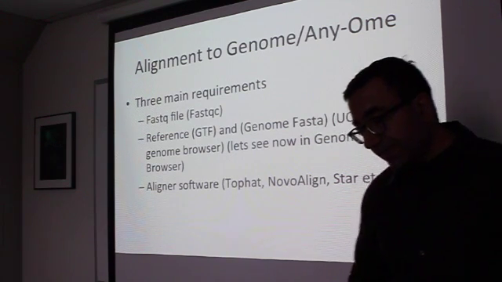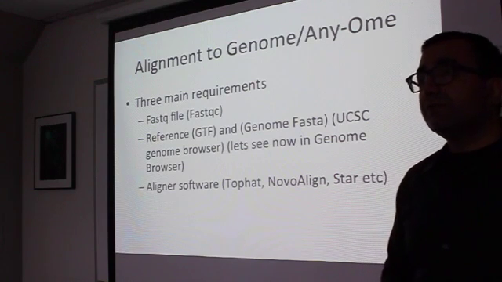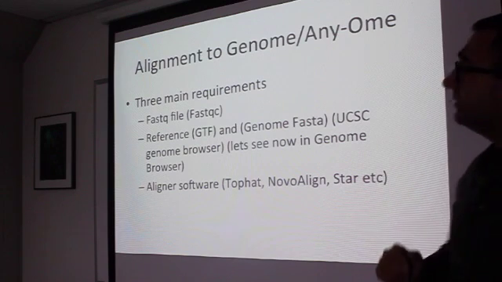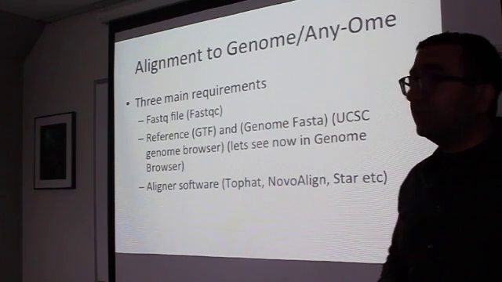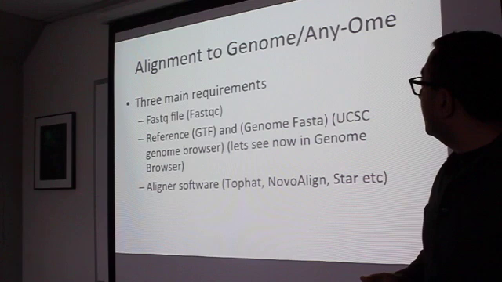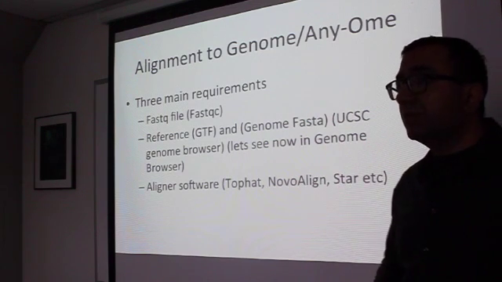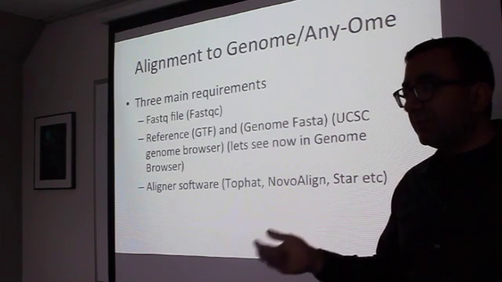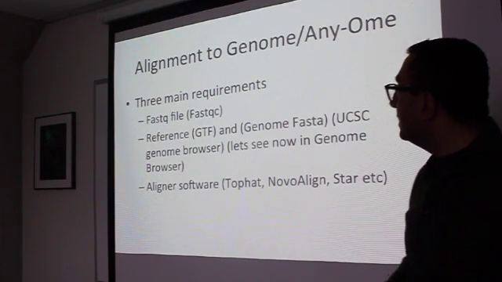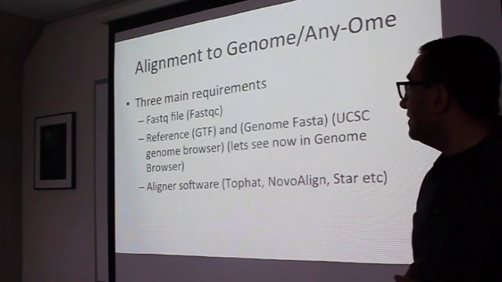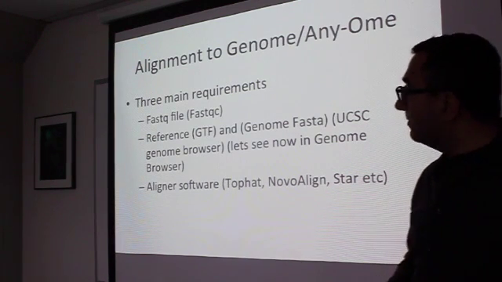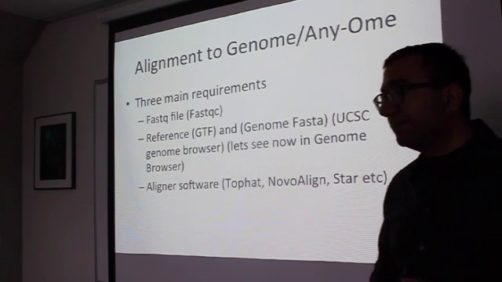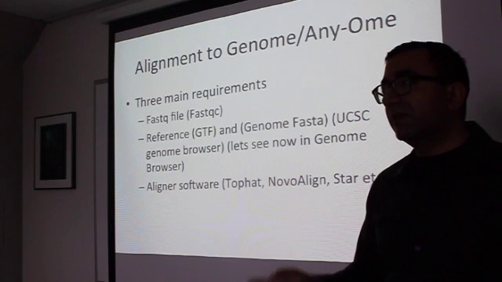So, the next step after we're done with the quality control is to align our file to the genome, and you can have any genome or any transcriptome. You can pretty much choose your reference alignment based on what you're working on. The three things you need for that are the FASTQ file, which you will have, and the reference GTF. This is the GTF format that we covered last time.